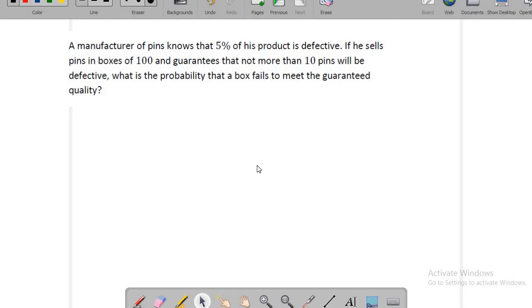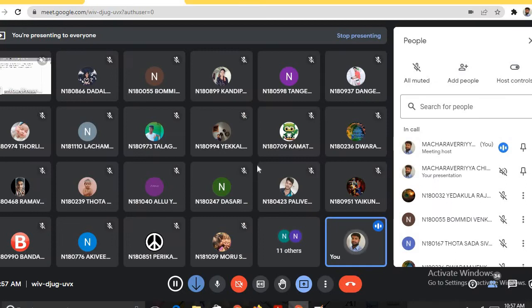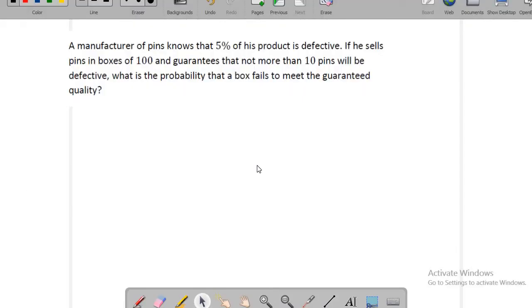So you should carefully think what must be your random variable. So how you should define it. First, understand this question. See, he knows that 5% of them are defective. And he is selling pins in a box of 100 and guarantees that not more than 10 pins will be defective. So now you could take it this way.